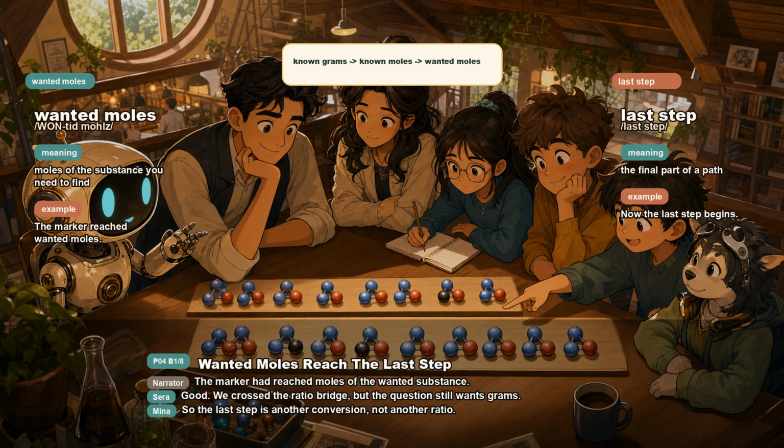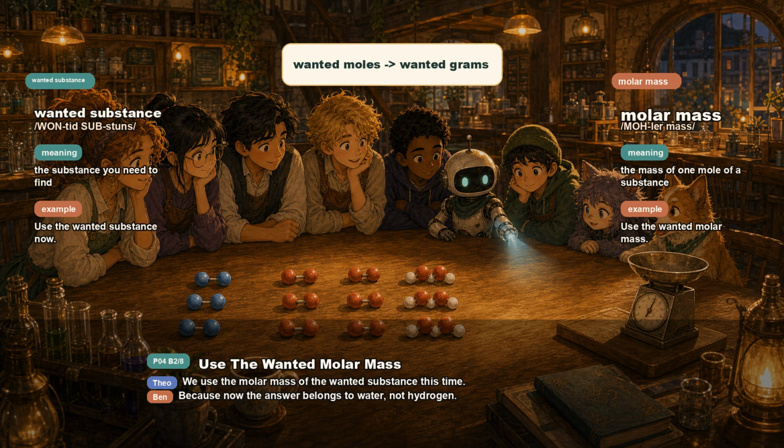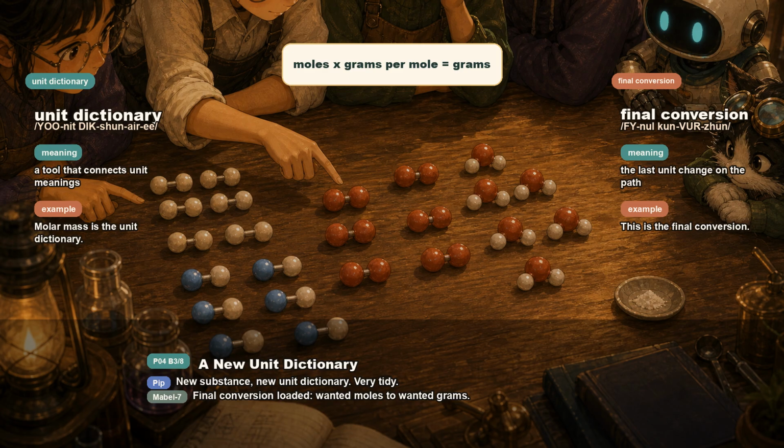Good, we crossed the ratio bridge, but the question still wants grams. So the last step is another conversion, not another ratio. We use the molar mass of the wanted substance this time. Because now the answer belongs to water, not hydrogen. New substance, new unit dictionary. Very tidy. Final conversion loaded, wanted moles to wanted grams.